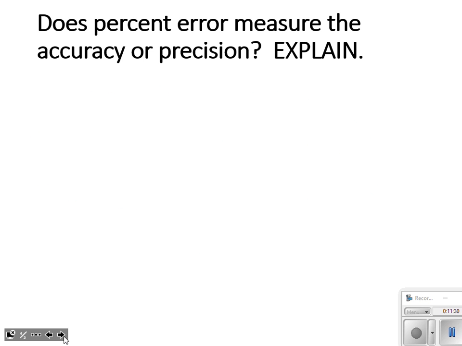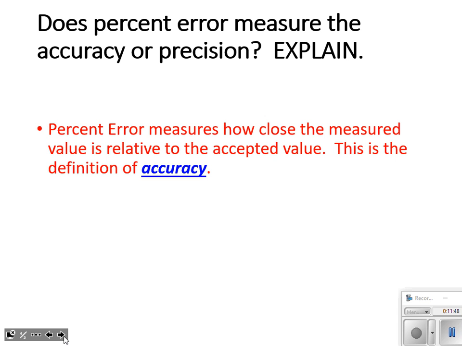All right. Now my next slide says, does percent error measure the accuracy or the precision? I guess I should have done this slide before we just talked about that, because this is easy now, right? What does the percent error measure? Accuracy, okay? Percent error measures how close the measured value is relative to the accepted value. So that is the definition of accuracy.